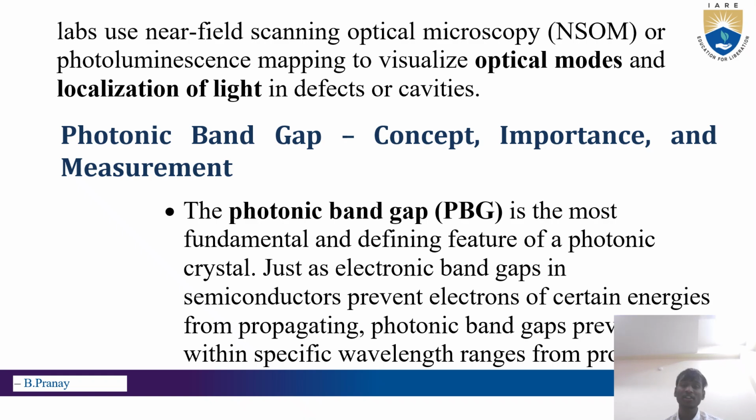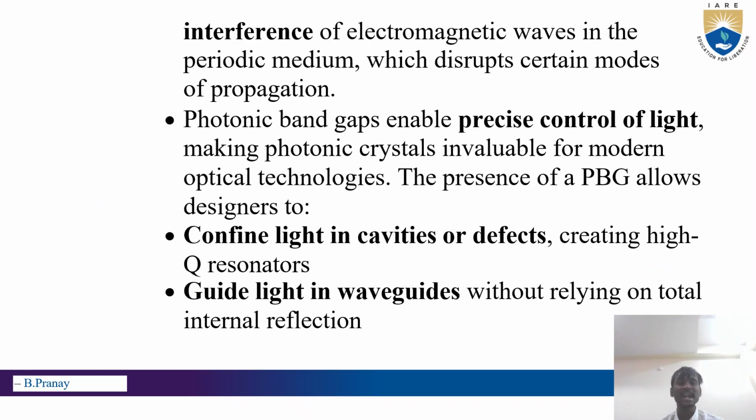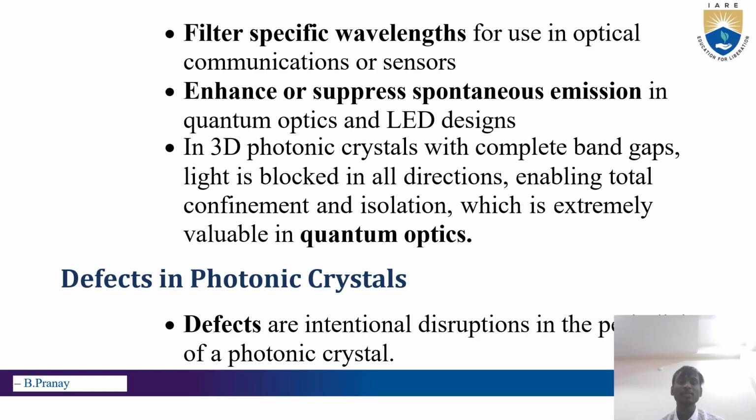Photonic band gap: concept, importance, and measurements. The PBG is one of the fundamental and defining features of photonic crystals. Just as an electron band gap in a semiconductor prevents electrons of certain energy from propagating, a photonic band gap refers to a range of frequencies. It occurs due to multiple scattering and interference of electromagnetic waves in the periodic medium, which disrupts certain modes of propagation. Photonic band gaps enable precise control of light: confine light in cavities or defects, guide light in waveguides, filter specific wavelengths, and enhance or suppress spontaneous emission.